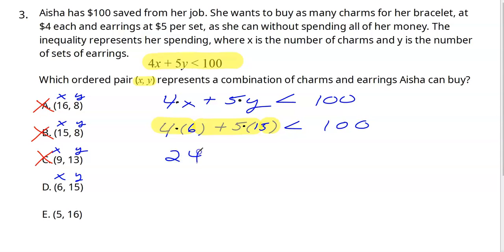This is 24 plus 75. This seems to work. 24 plus 75 is 99 if I'm doing my math correct. 20 plus 79. Yes, this one works. 99 is less than 100, so my answer choice is B. Let's move to the next question.